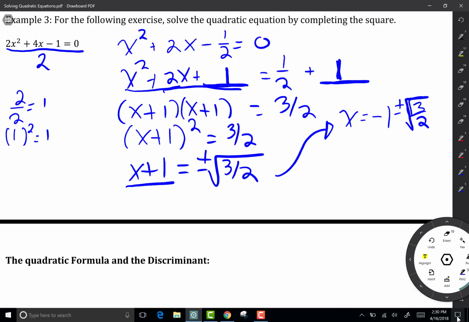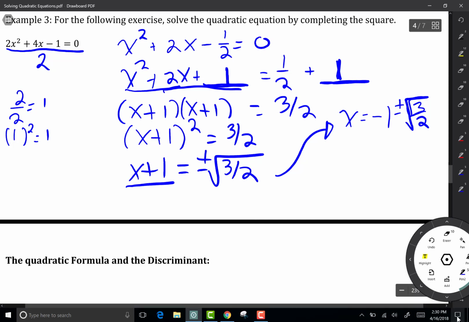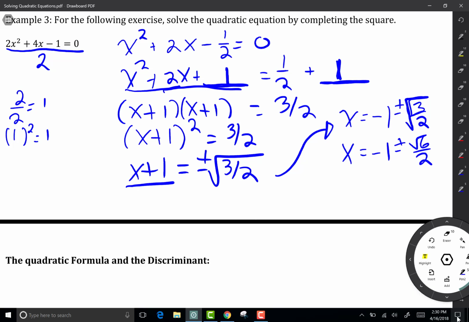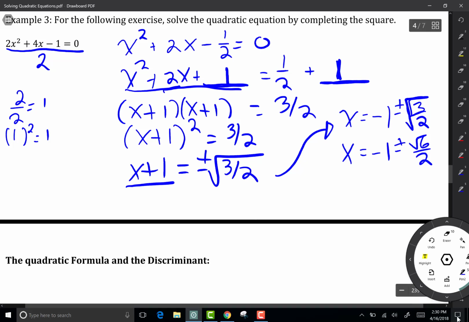Now, if you want to keep going, you can simplify that and rationalize it by multiplying the top and the bottom by the square root of 2. If you do that, you get minus 1 plus or minus the square root of 6 over 2. I'm okay with either one. I'm not sure what your homework system is going to want you to do, but I would be okay with either one of these.